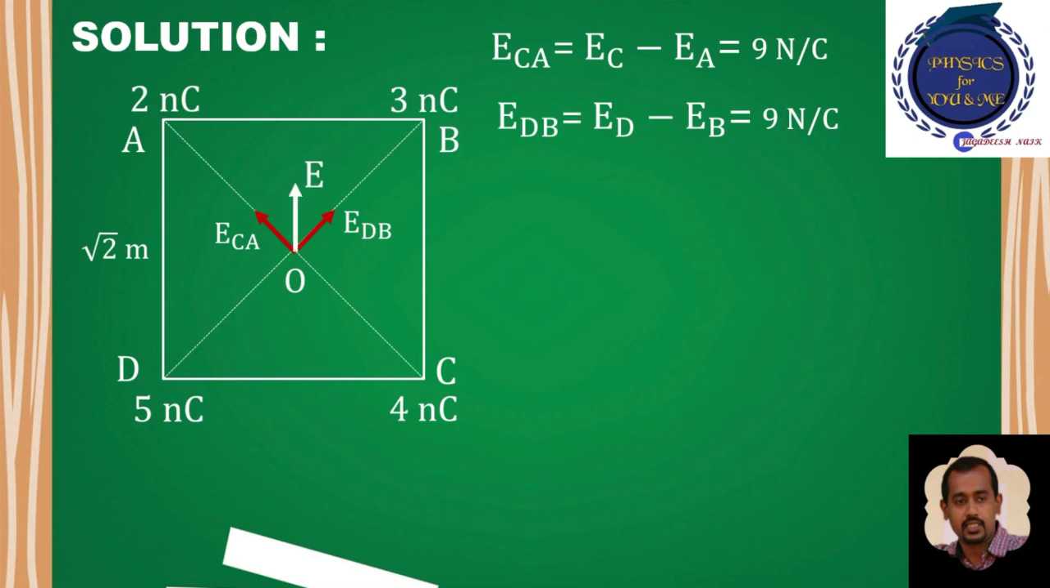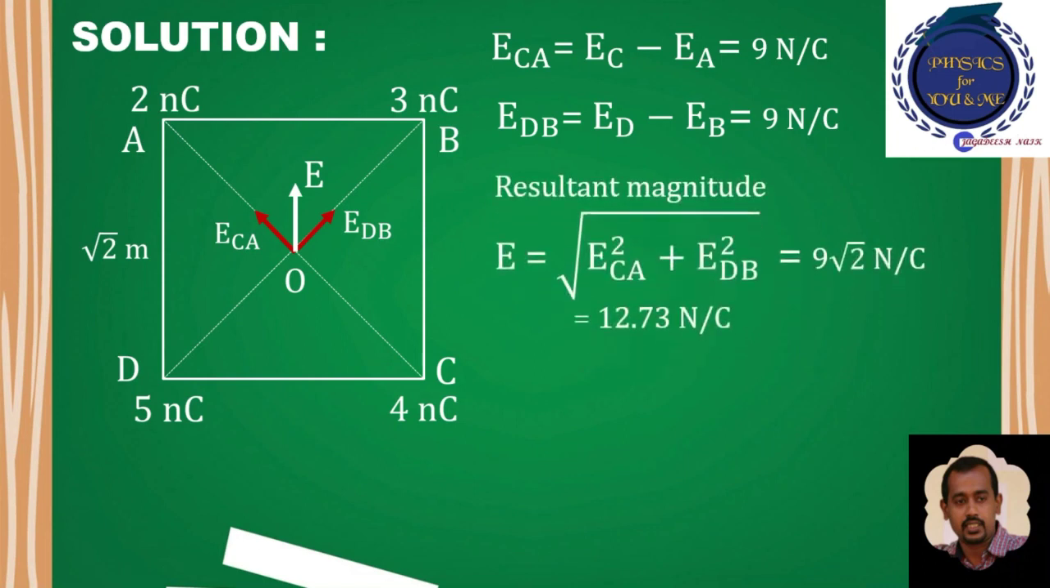Hence, the resultant E will be represented by the square root of ECA square plus EDB square, because the angle between them will be equal to 90 degrees, as we know that cos 90 is equal to 0. Therefore, the third term will vanish. Solving the problem, we will get the value of E is equal to 12.73 nanocoulomb.